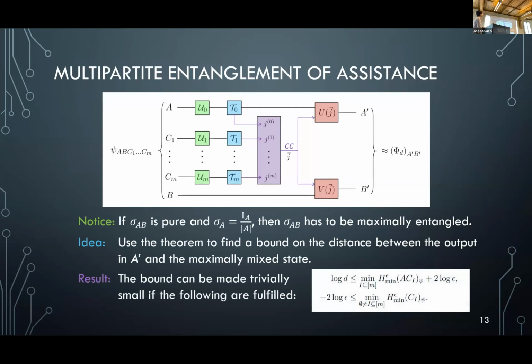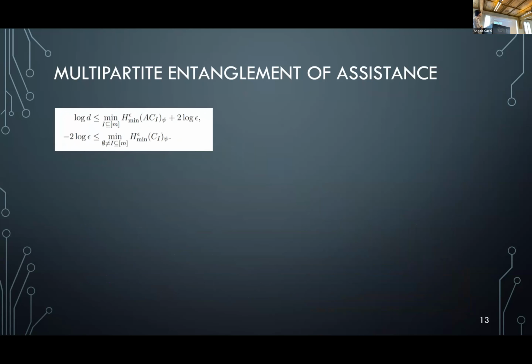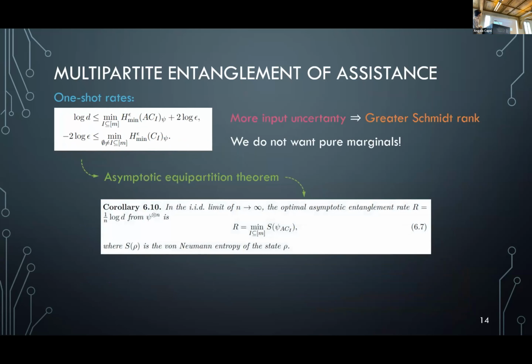And by using our theorem, we can find the conditions under which we can achieve this identity here, which are these ones you can see on the screen. Again, notice that this is telling us the maximum Schmidt rank that we can get with a given initial state. And these are the one-shot rates. And the second expression here, okay, the laser just died, so I just want to point.